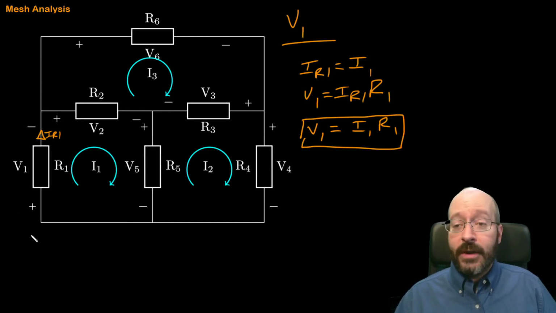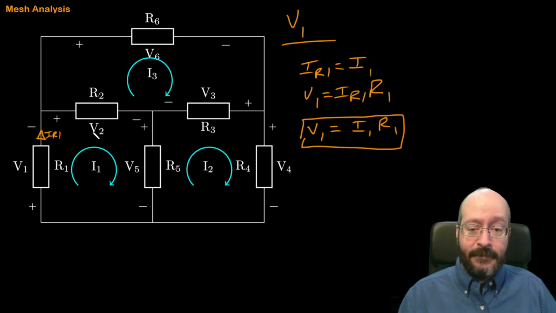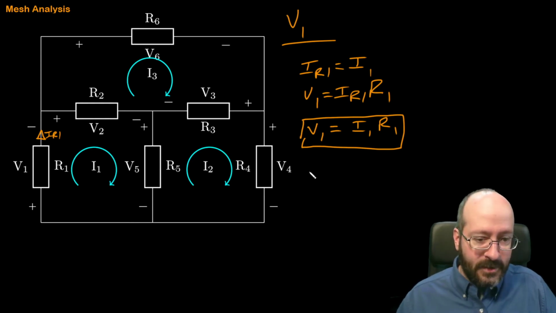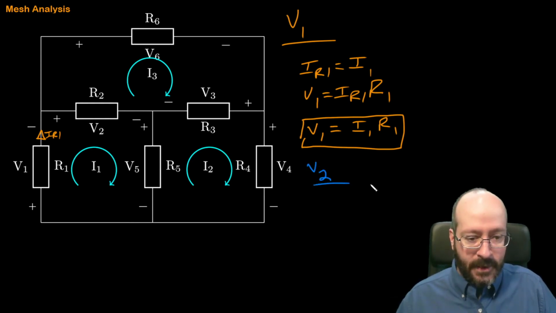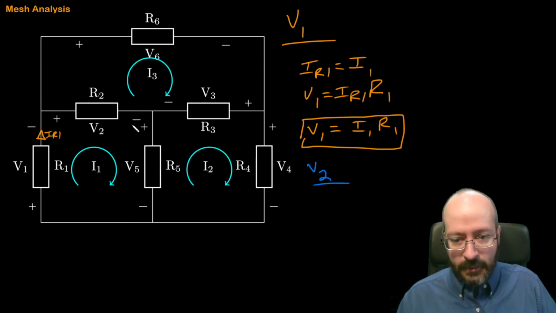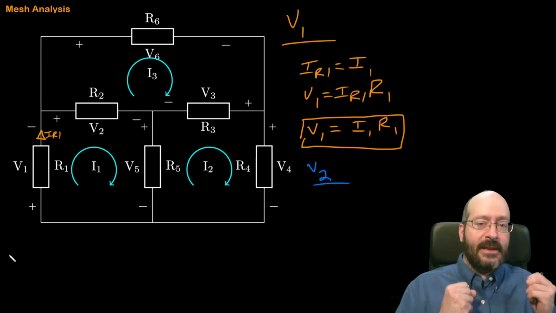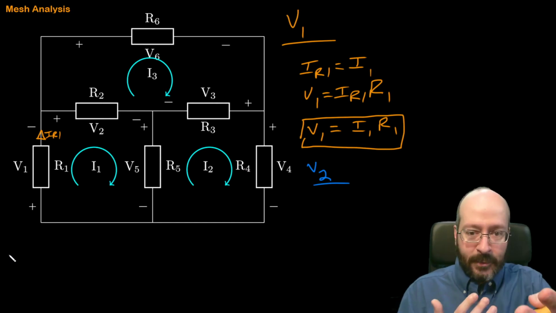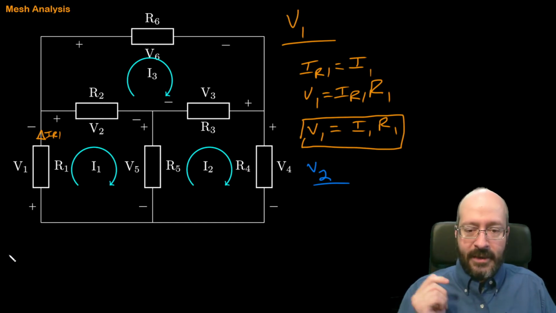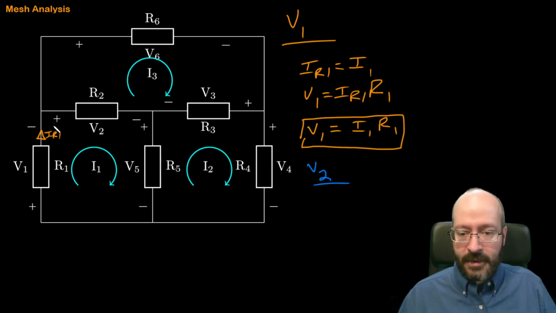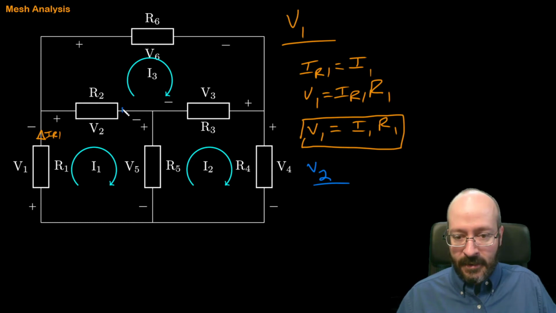Now, when we go find V2, it gets a little more complicated, but not horribly so. In order to find V2, I'm going to look at V2, and I'm going to say the passive sign convention tells me it's flowing in the, you tell me, hopefully you're thinking about it, it's flowing to the right. Because it's starting at the plus and it's going to the minus. High potential to low potential. So IR2 is going to flow here.